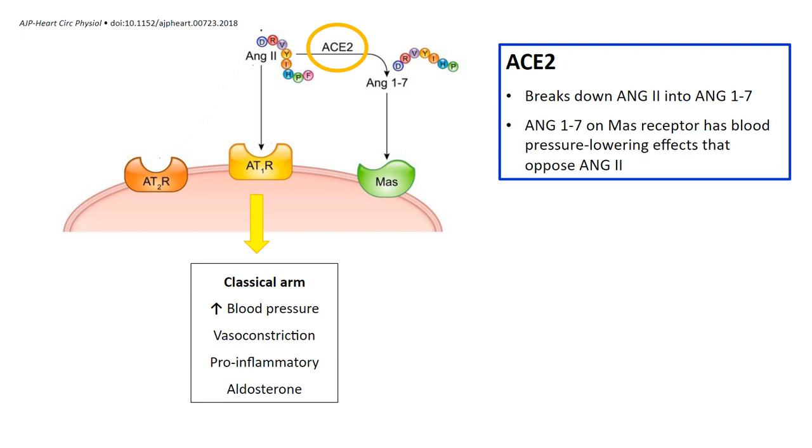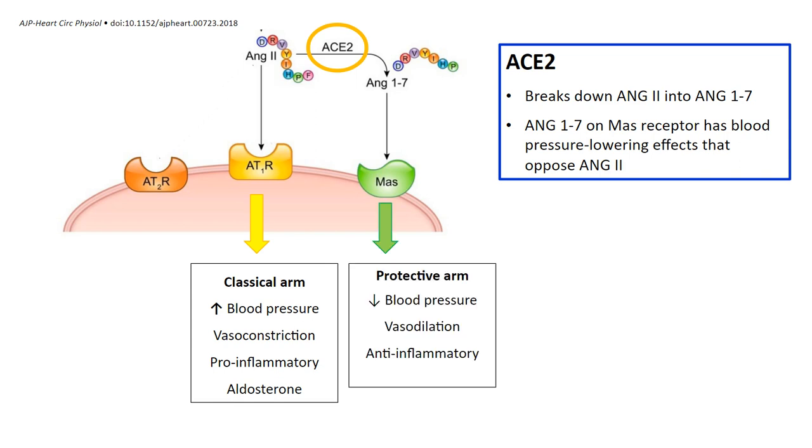counter-regulatory pathway. So the receptor for ANG 1 to 7 is called a MAS receptor, and it has blood pressure lowering effects that actually oppose the effects of angiotensin 2. And then the AT2 receptor is the primary receptor for angiotensin 3, and it also is protective.